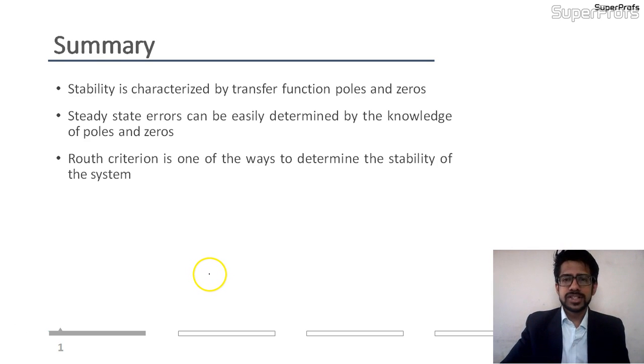Let us see the summary for this session. We saw that the stability is characterized by transfer function poles and zeros. Once you know the poles and zeros of the system, you can place the poles in the S-plane and check the stability. Also, once you know the poles, you know the characteristic equation, and then you can calculate the stability using Routh criteria. We also saw that the steady state errors can be easily determined by the knowledge of poles and zeros. By the poles and zeros, you know the type and order of the system, and that's why you can easily calculate the steady state error.